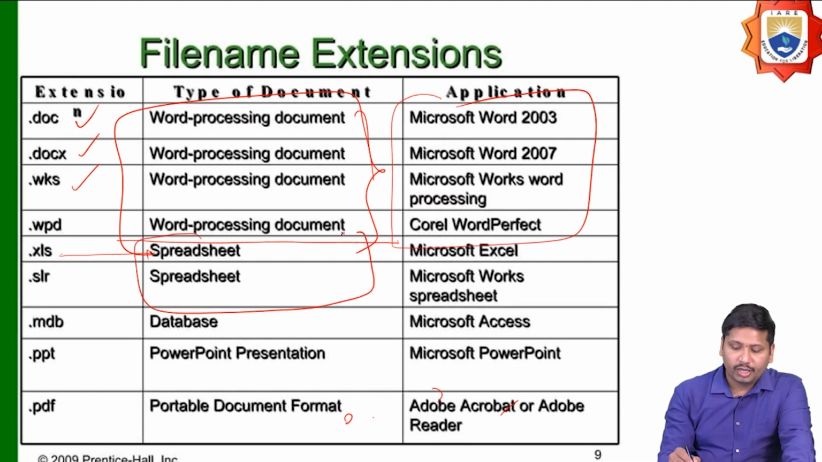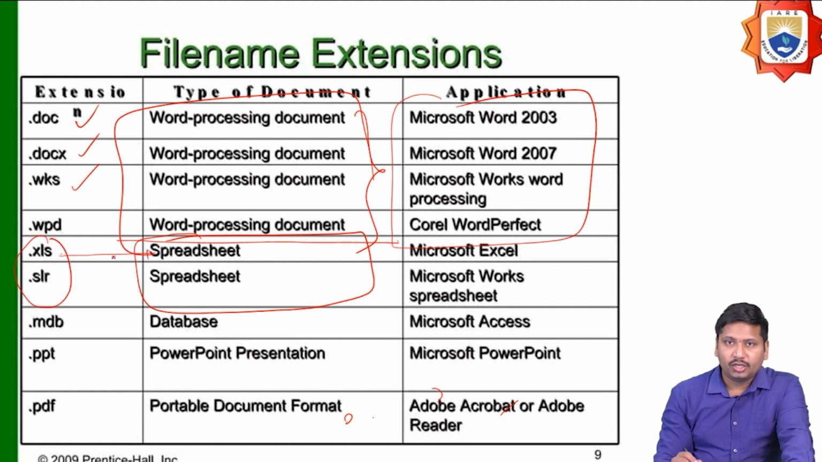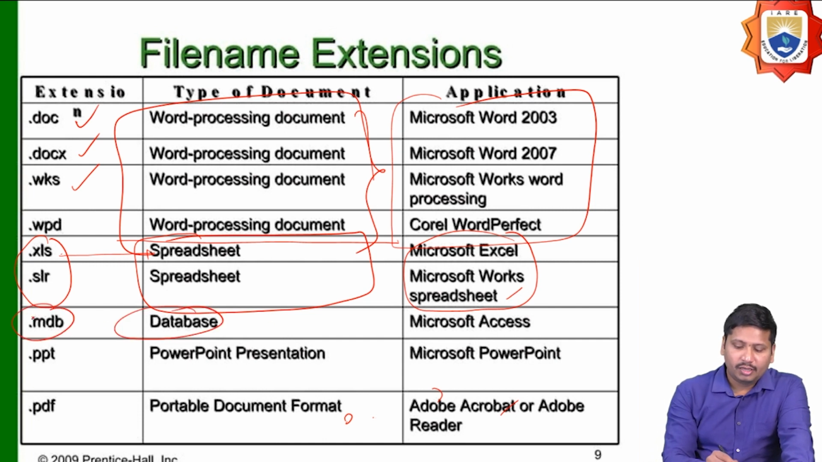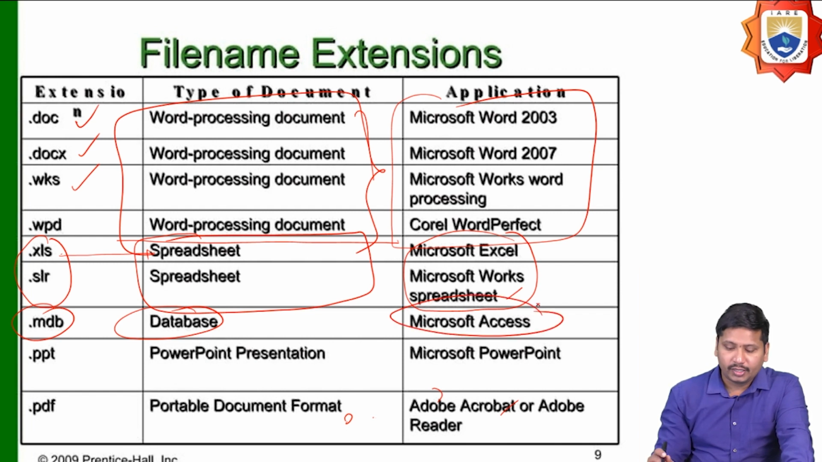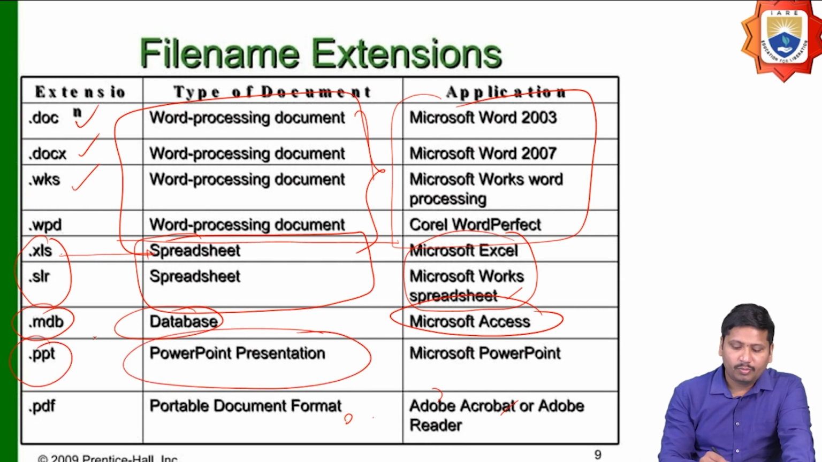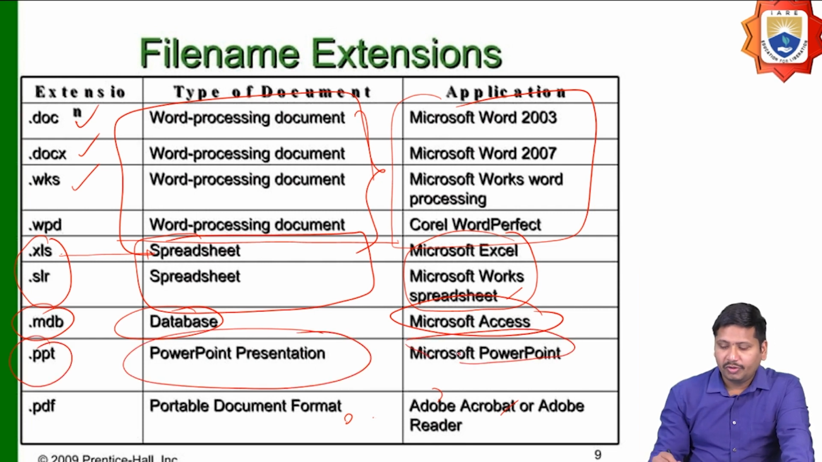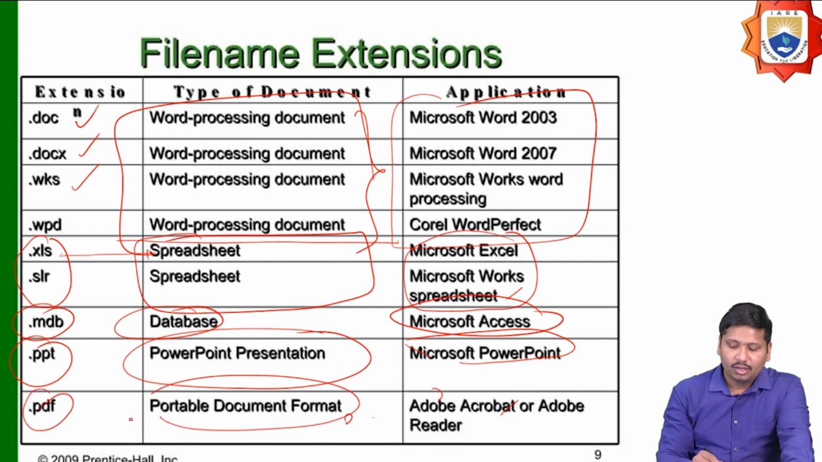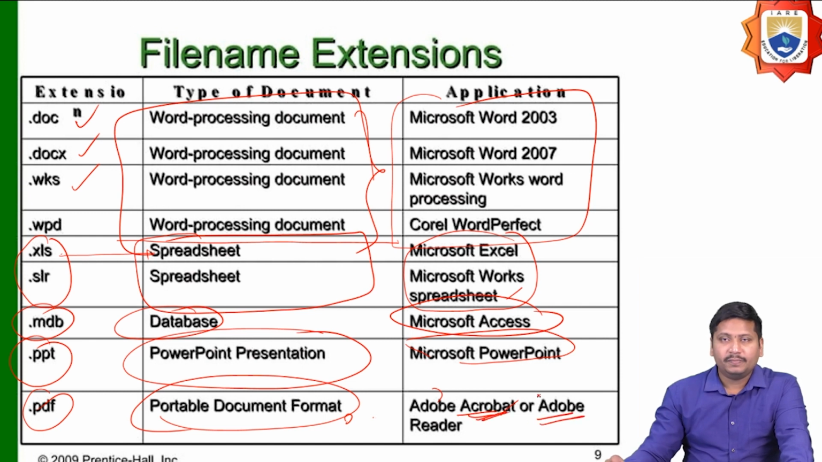And similarly, if I take the type of document as spreadsheets, then .xls and .slr are the two extensions that are followed, and the corresponding applications will be Microsoft Excel and Microsoft Works spreadsheet. And for the database, .mdb is the extension for the application of Microsoft Access. And for PowerPoint we have only one type, .ppt, which is for Microsoft PowerPoint, and .pdf is for portable document format, for Acrobat Reader and then Adobe Reader.